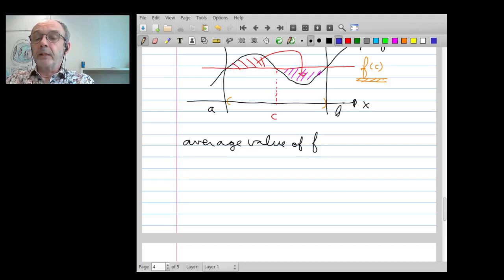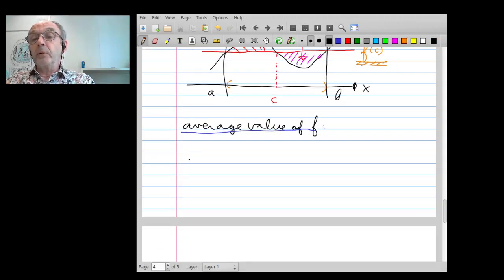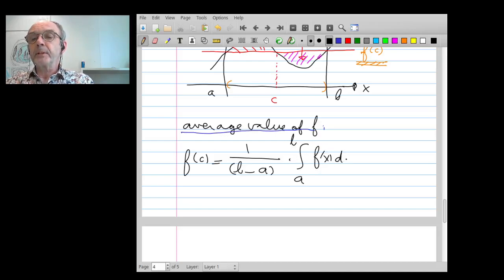That you can also speak about, and that looks in a certain sense very much like this theorem, because there you see that your f of c becomes equal to 1 divided by b minus a times the integral from a to b of f(x) dx.